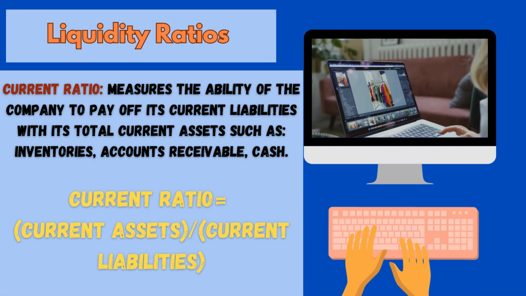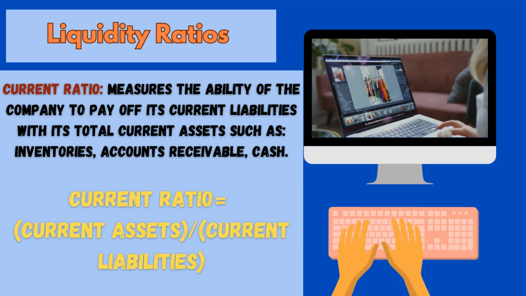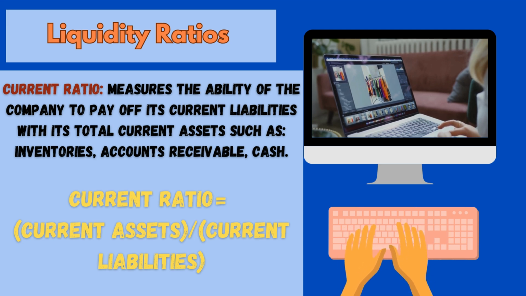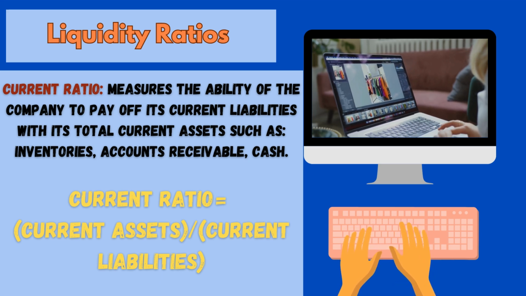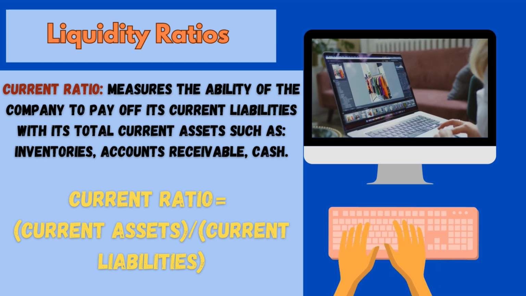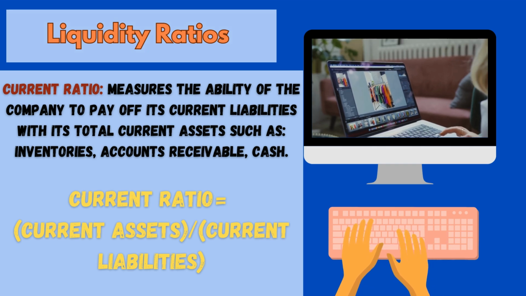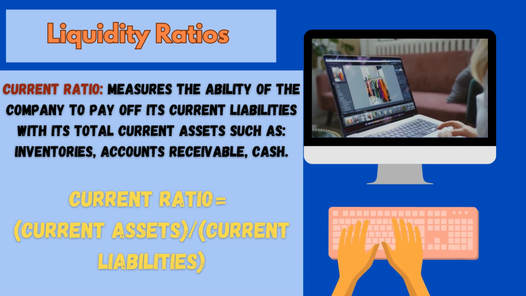For the current ratio, this ratio measures the ability of the company to pay off its current liabilities with its total current assets, such as inventories, accounts receivable, and cash. It means all the elements of the current assets, such as cash and cash equivalents, customers, inventories that include raw materials and final products. Here we have to divide these current assets by the current liabilities.